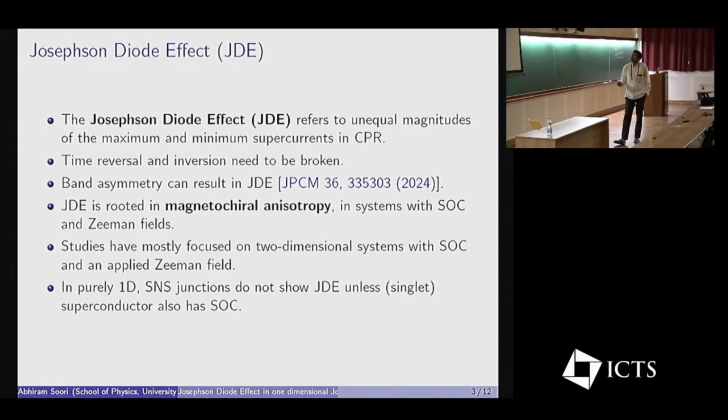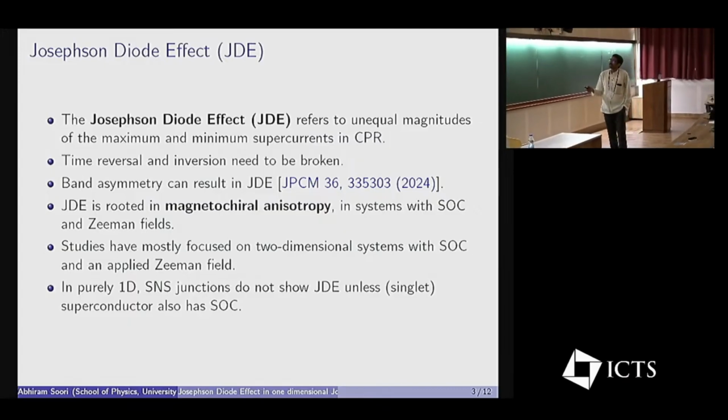Okay, so coming to the Josephson diode effect, it basically refers to unequal magnitudes of maximum and minimum supercurrents in the current phase relationship. Generally the current phase relationship is something like I equals I_C sin phi, but it can be more complicated than that. When it's I_C sin phi, the maximum and minimum are equal in magnitude. But in general, they can be different. And that is what the Josephson diode effect is all about. You need to break time reversal symmetry and inversion symmetry to achieve this Josephson diode effect. And band asymmetry can result in the Josephson diode effect. That was discussed in this paper.